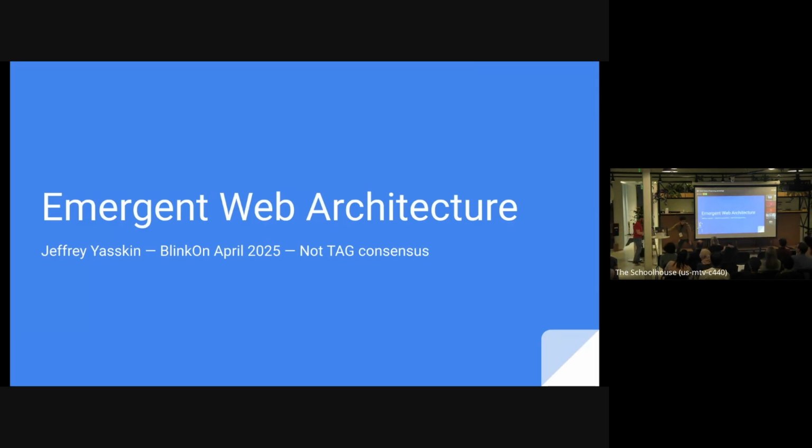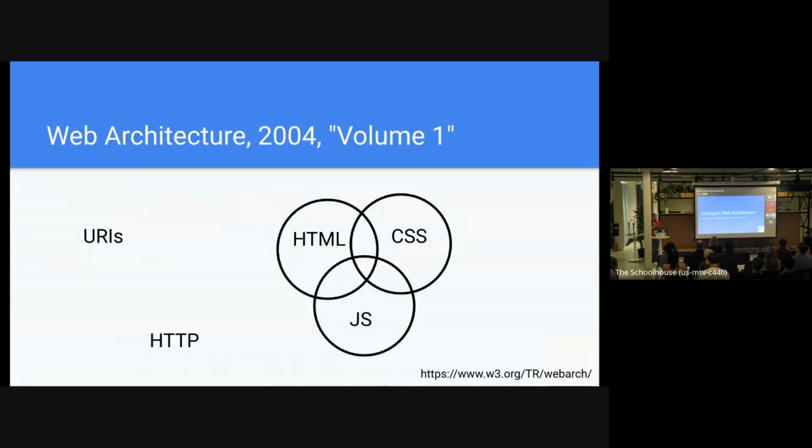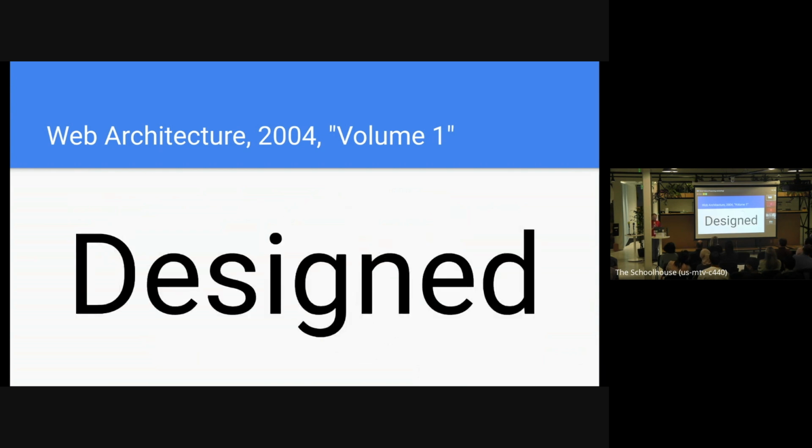Thank you. I'm Jeffrey Yasskin. I co-tech lead web standards for Chrome, and I'm on the W3C TAG. I will be talking today about the emergent architecture of the web. The TAG 20 years ago wrote a document about web architecture, which talked about URIs, HTTP, the division between HTML, CSS, and JavaScript. This is the designed architecture of the web, the decisions that people explicitly make.